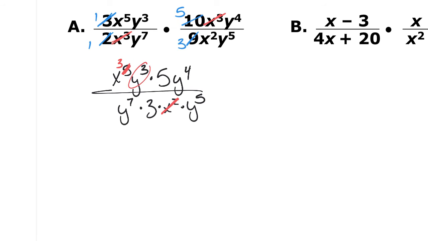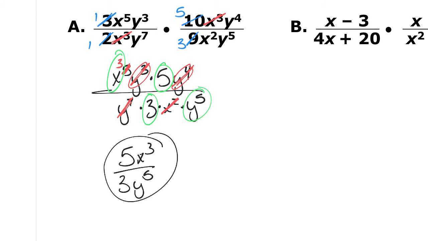Right here I have y to the 3rd and y to the 4th. Those together, you add the exponents, that's y to the 7th. So those would simplify with this y to the 7th. Now I'm just going to make note and circle what I have left. X to the 3rd, 5, 3, and y to the 5th. So I write down what I have left with the numbers out front, 5x to the 3rd over 3y to the 5th.